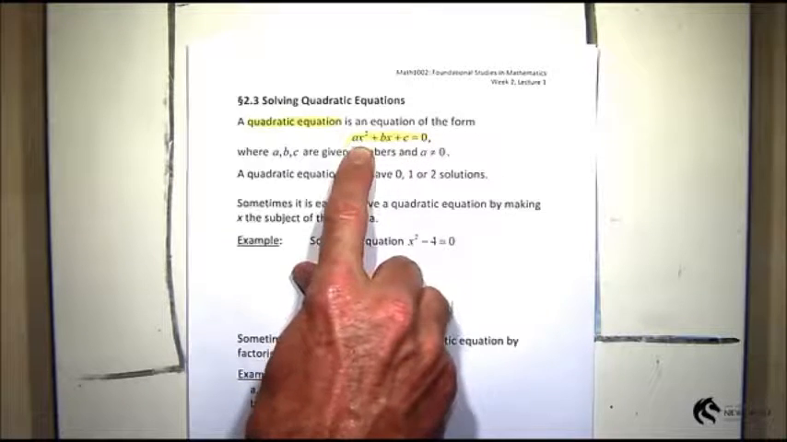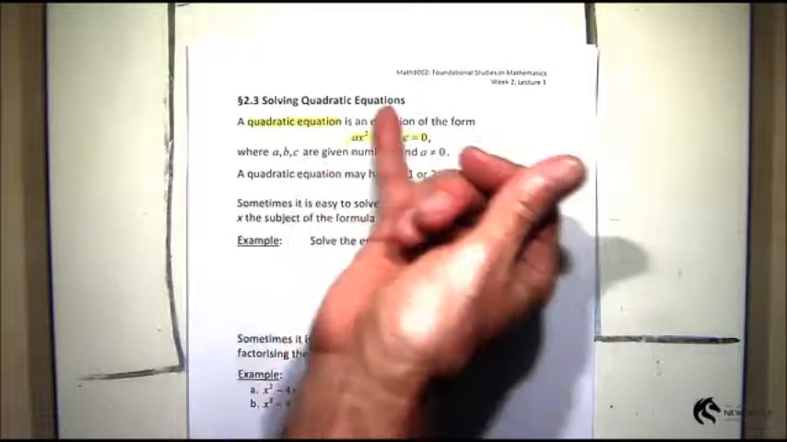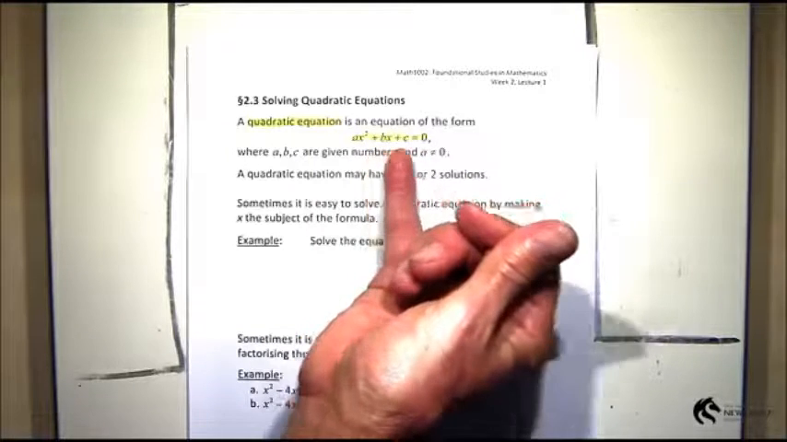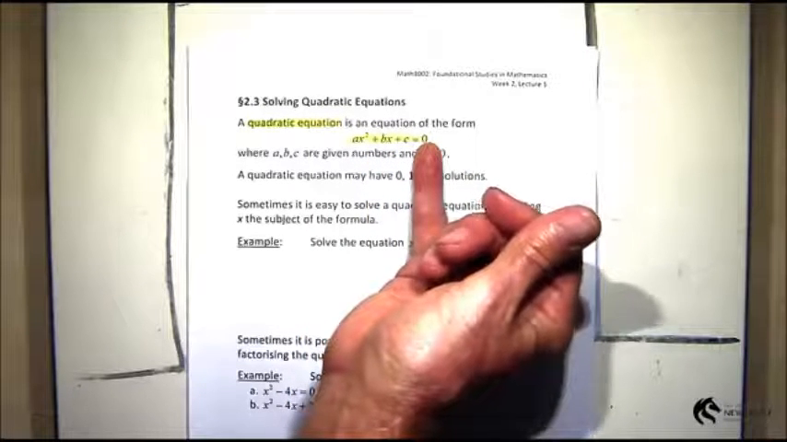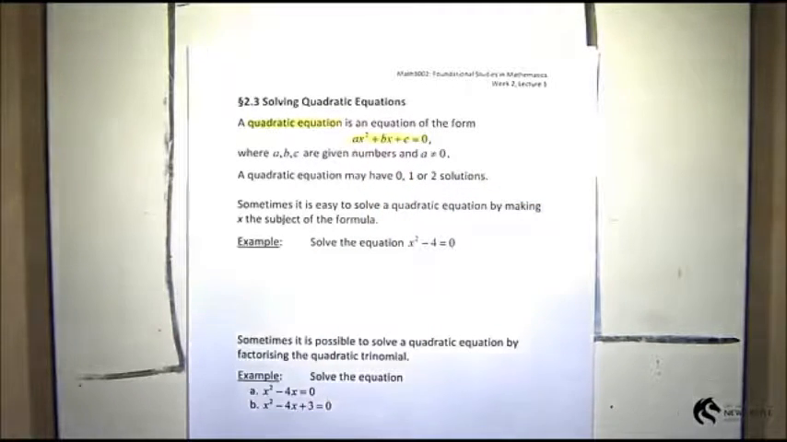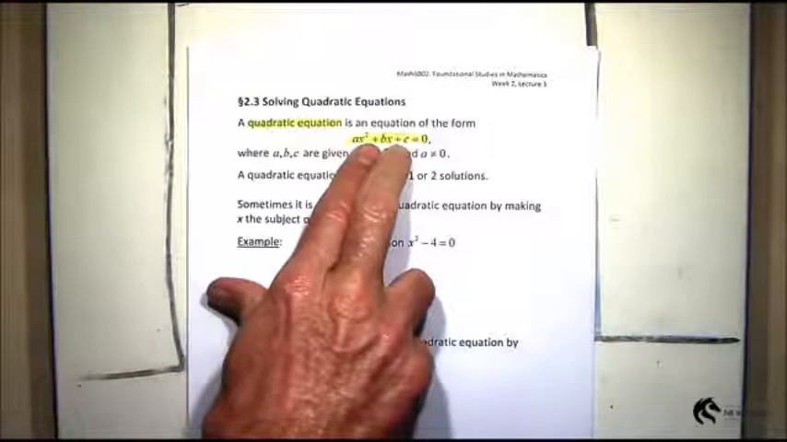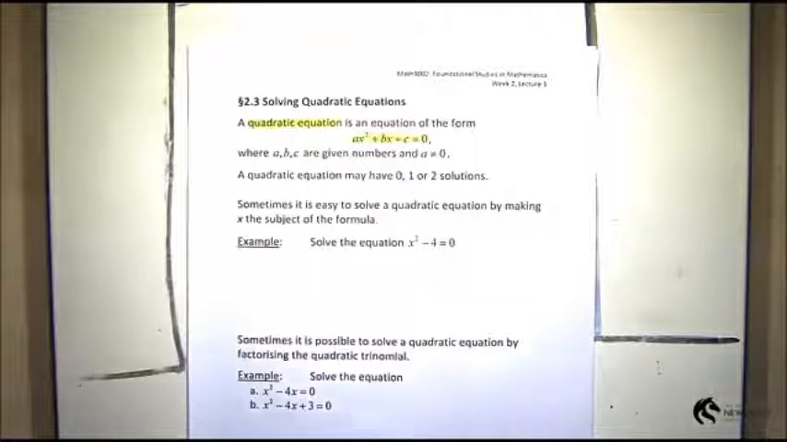And in fact, if you look at it, what we have here is a quadratic trinomial equal to 0. Remember we talked about quadratic trinomials last week and how to factorise them? Essentially, if I've got a quadratic trinomial equal to 0, that's a quadratic equation.